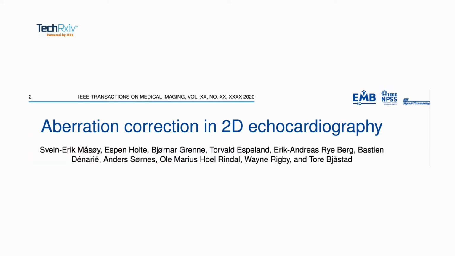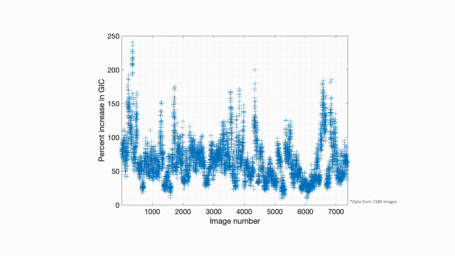The results of this study are presented in this paper, currently available on the Tech Archive preprint server or IEEE. Here, I will briefly go through some of the results from the study. We processed the coherence-based image quality parameter for all frames, and the figure displayed the percentage increase in this parameter after applying ADAPT to the data. As can be seen, all frames were improved.